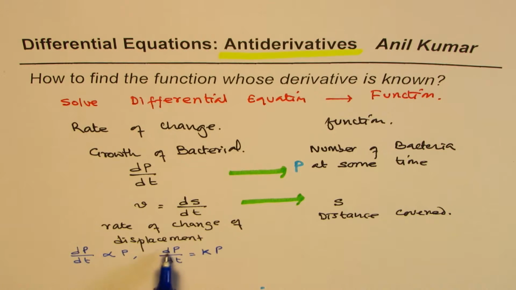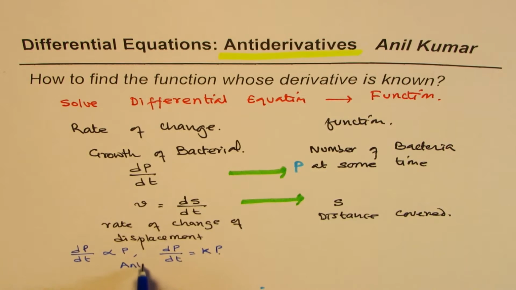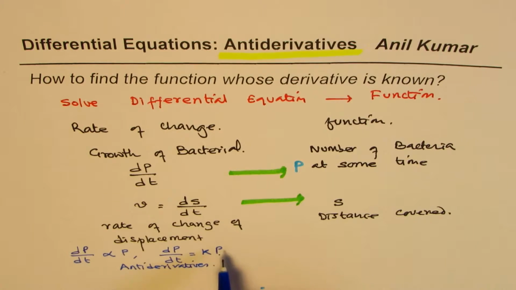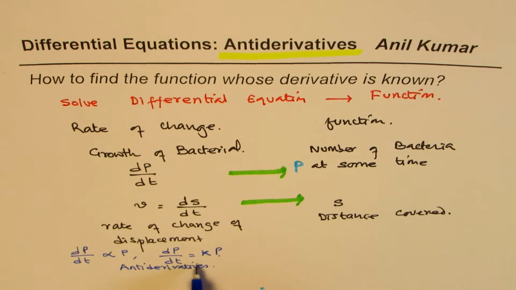We have rate of change on one side. It's a first order differential equation. And we need to find what is going to be the population after some time. Right? So in this particular case, we're trying to find the function p when we know its derivative. So that is done by antiderivatives. And in this particular case, what we are saying is that the rate of change is a constant times the function itself.